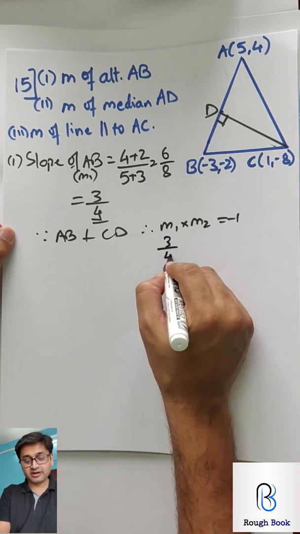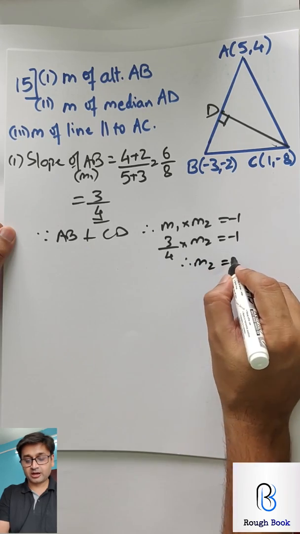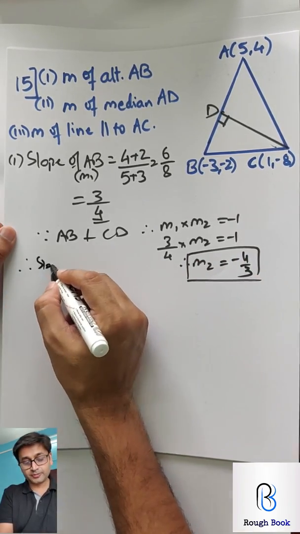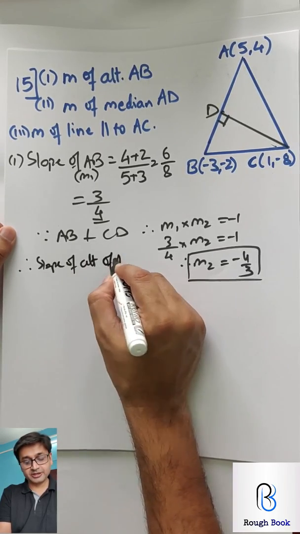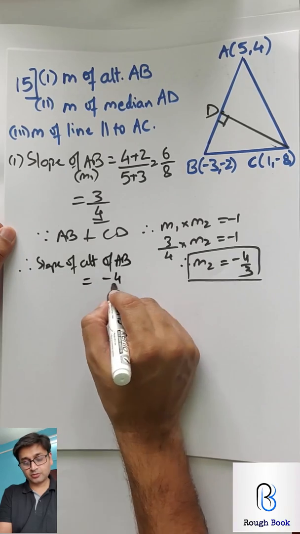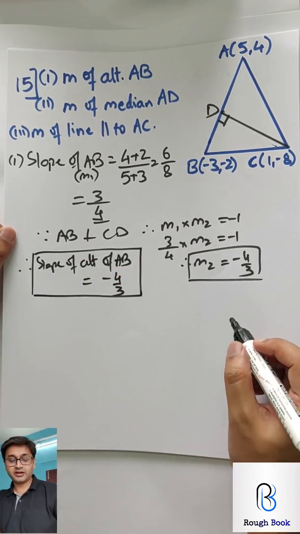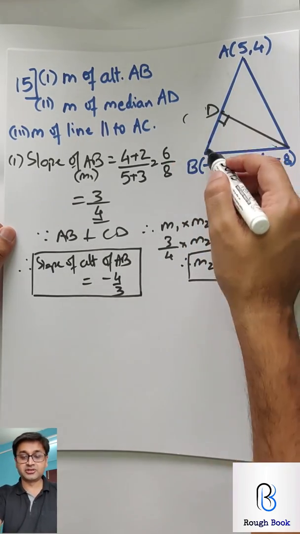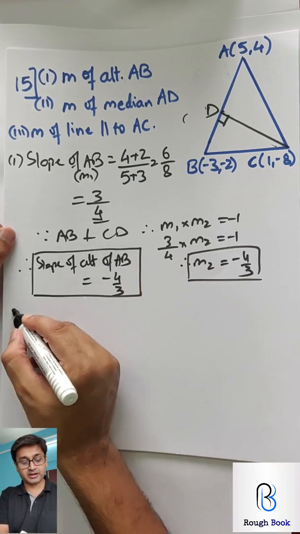So M1 is 3 by 4, M2 minus 1. So therefore M2 becomes minus 4 by 3. And you can say therefore slope of altitude of AB is equal to minus 4 by 3. That's your first answer. Did you get it? Since they were perpendicular, you didn't even have to find the coordinates of D. You just found this and you said M1 into M2 is negative 1 because they were perpendicular.